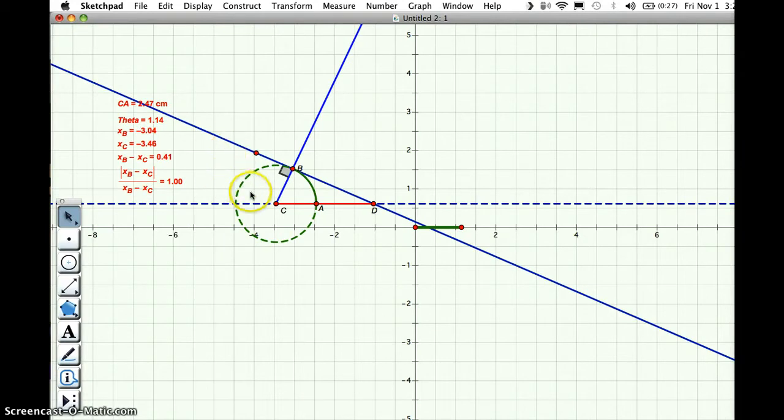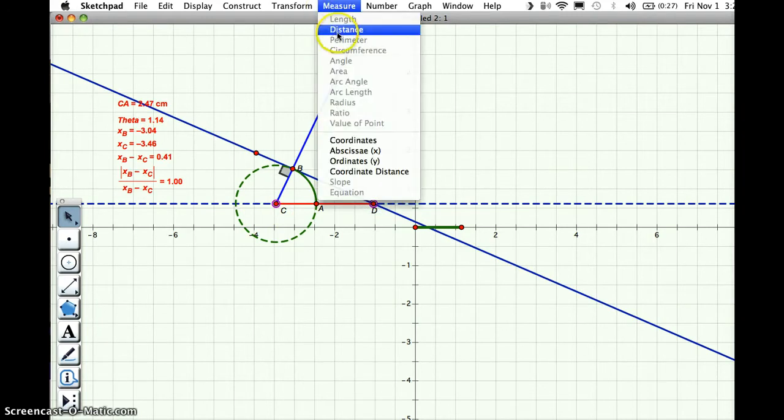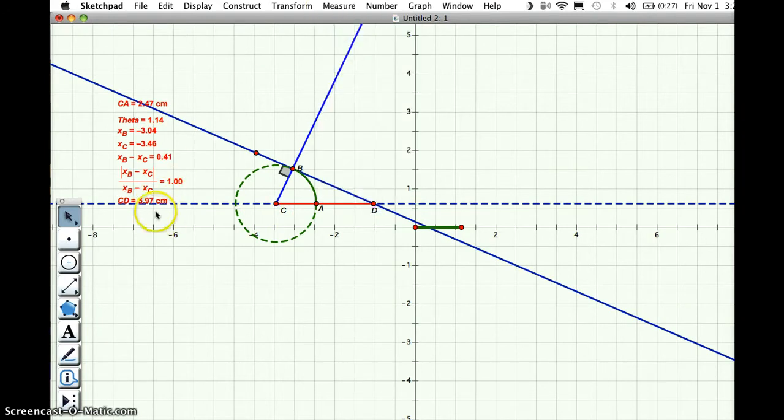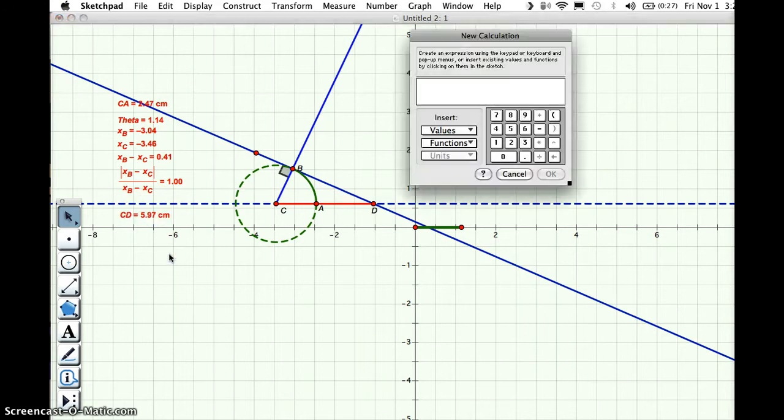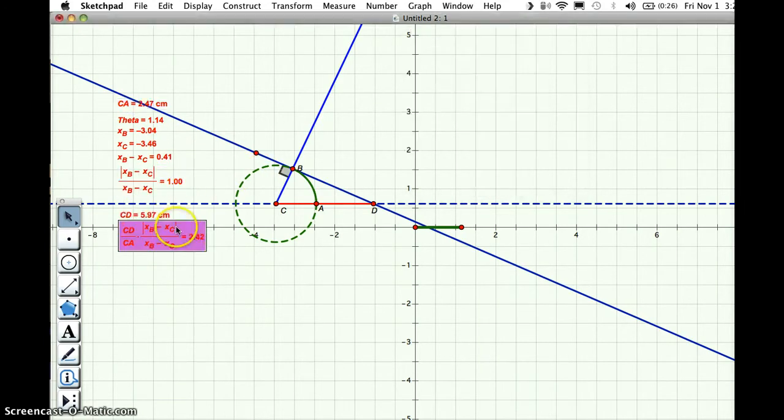Now to find the value of secant, we need to measure the length of the secant line. So highlight line segment CD and go to Measure, Length or Distance. We want to take this measure now and divide it by the radius and multiply it by the absolute value of xB minus xC divided by the value of xB minus xC. This gives us our value of secant theta.